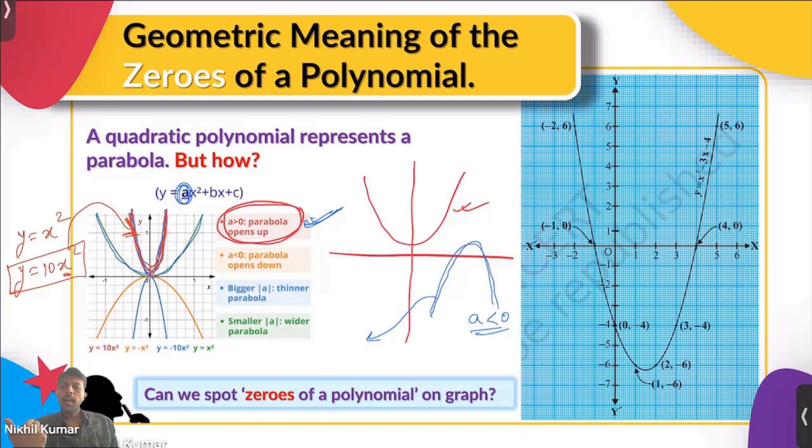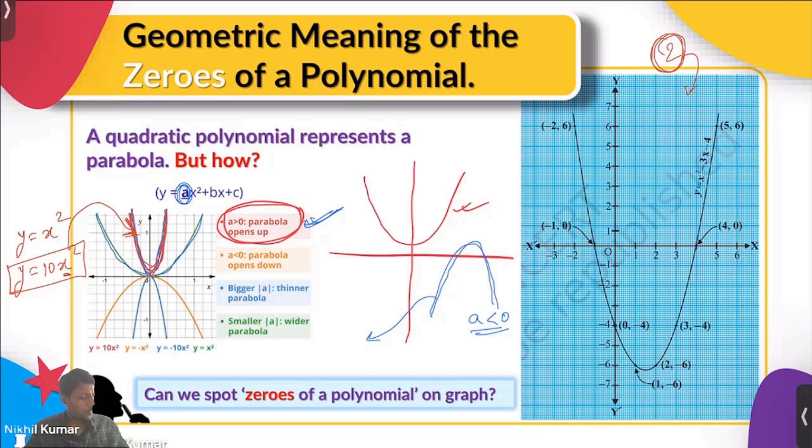All right. Now that we know that a polynomial, quadratic polynomial specifically, represents a parabola, can we spot the zeros of this polynomial? Let's look at this second picture. It's taken from your NCERT textbook.